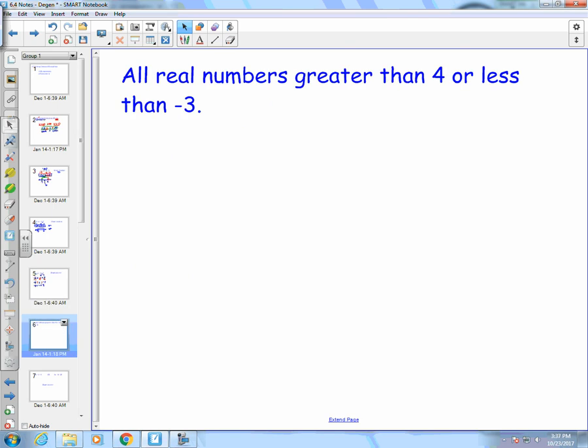Let's go on to all real numbers greater than 4. Again, all real numbers is going to be our x. Greater than 4 or less than -3. So we're going to have x is greater than 4.